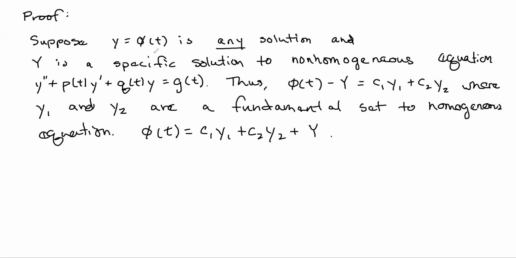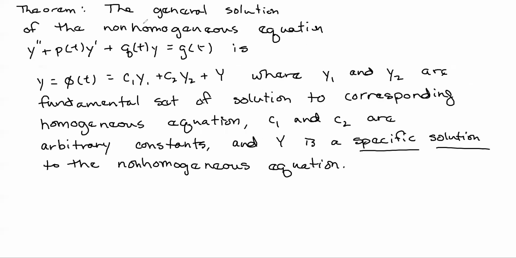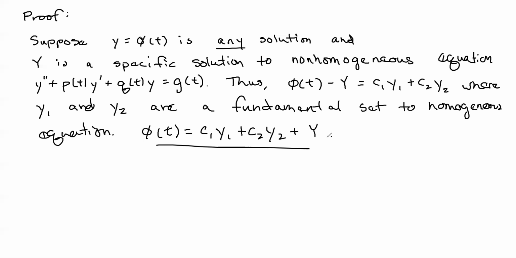So if you have a formula that for any solution you can represent that solution, then what you've done is you've created a formula that will generate solutions. Since phi of t is any solution, we know that any solution can be rewritten into this format. Does that make sense? So any solution can be written as C1 y1 plus C2 y2 plus capital Y. That's what the theorem says. The general solution, which is a formula for any solution, is given by this, and we're saying that any solution is given by that. So that completes the proof.